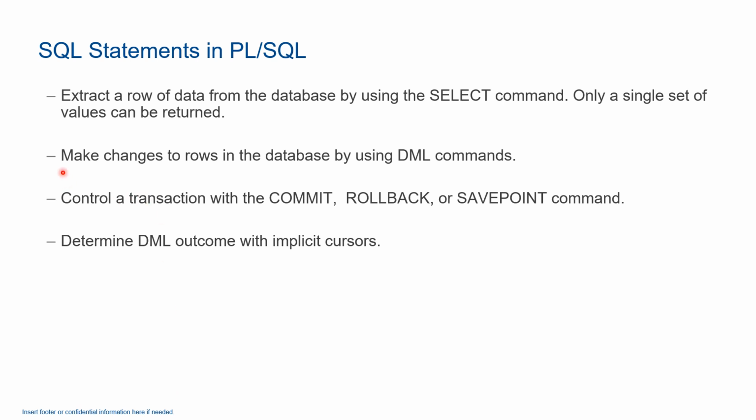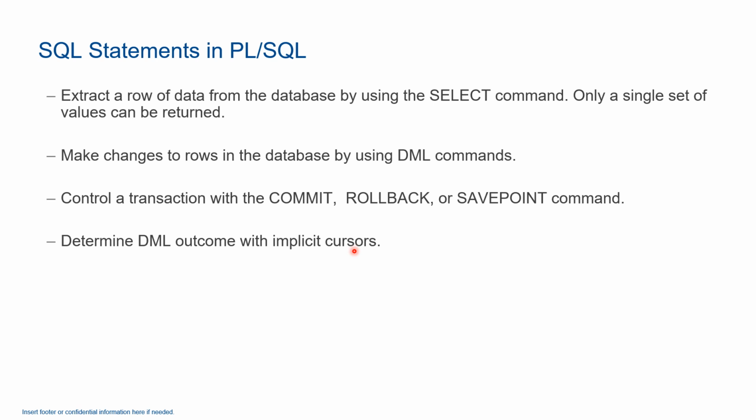Okay. We can make changes to rows in the database by using DML commands. DML stands for data manipulation language, commands which we can use to make changes in a database. Then, to control a transaction, we can use COMMIT, ROLLBACK or SAVEPOINT. In order to determine the DML outcome, we can use implicit cursors.